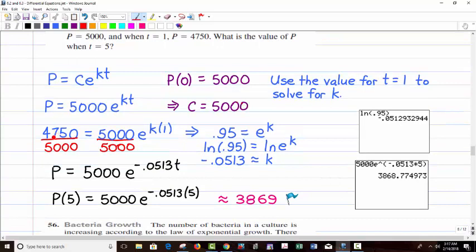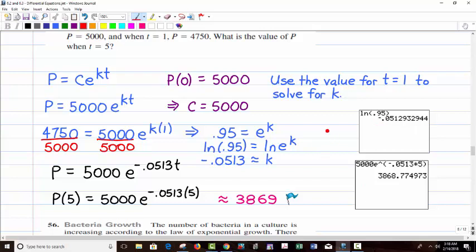So I took that. I know that. So here's the general model. We don't know what k is. P equals 5,000 e to the kt. When t is 1, I know P is 4750. So I divided both sides by 5,000, got 0.95 equals e to the k. We take the natural log of both sides to get rid of the e. And so we have k equals the natural log of 0.95.